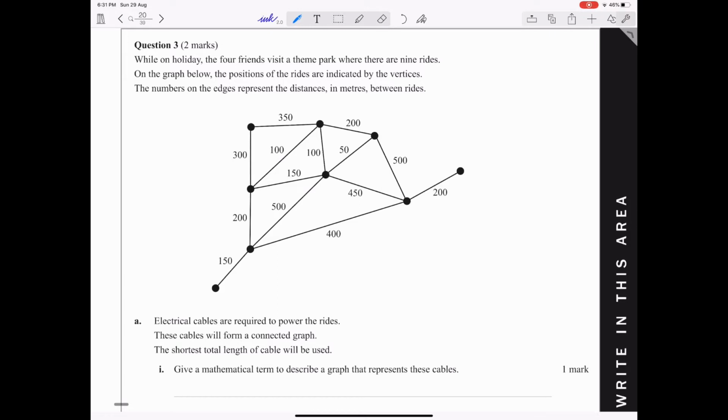So you should know that electrical cables usually reflect the further maths concept of minimum spanning tree, and we know that it's going to form a connected graph. The definition of a connected graph is that each vertex can be reached via a pathway. It doesn't have to be directly connected, and the shortest total length of cable will be used. So therefore, it's a spanning tree, but it's a minimum spanning tree because the shortest total length of cable will be used. So therefore, the answer is minimum spanning tree.